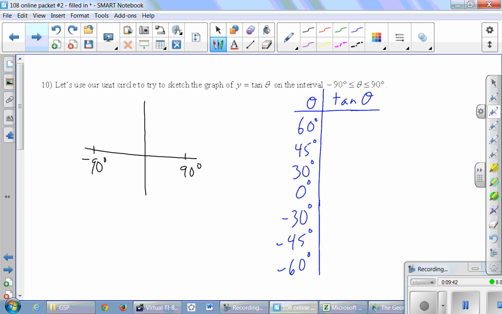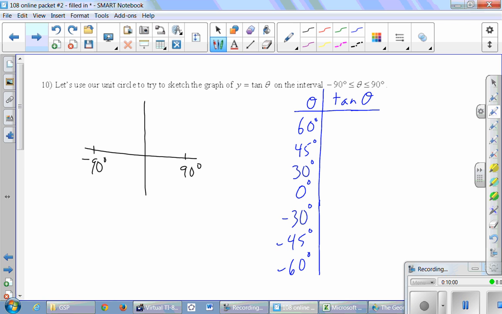Okay, so using the unit circle, we've actually already done one of these. Well, kind of. Let's just start over. We've got our unit circle in front of us. If we don't, we should pause the video and go grab that unit circle. So, tangent of 60.